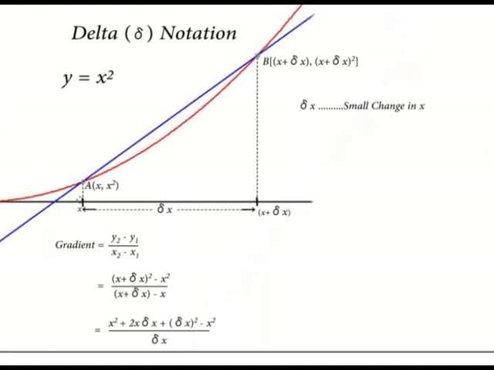Factorize delta x in the numerator, we shall have delta x into 2x plus delta x over delta x. Delta x cancels out and we remain with 2x plus delta x. As B moves closer to A, delta x approaches 0 and can be ignored, and so we shall have 2x. This process of obtaining the gradient function is called differentiation of x squared with respect to x. The gradient function is called the derivative.